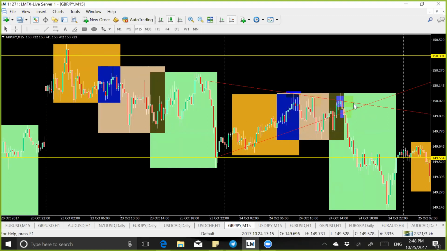If you're not good with your trend lines and you're simply joining the dots, look at this. If I simply join the dots here, it never really came there. I would have missed this trade easily. So you have to be good with your trend lines.